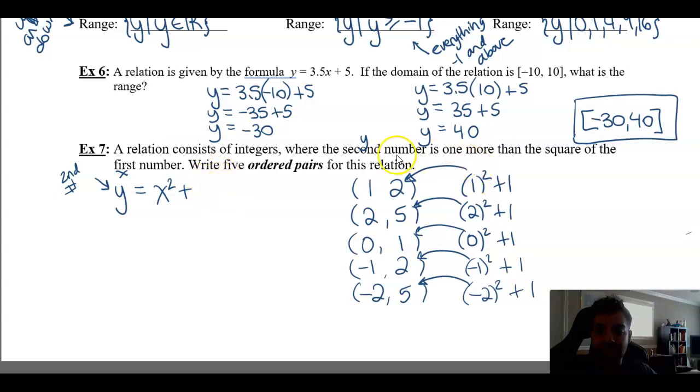Okay. And then after that, it says write 5 ordered pairs for this relation. And these ordered pairs, you plug in any number. So when x is 1, what is y? You plug it in. 1 squared plus 1 is 2. When x is 2, 2 squared is 4 plus 1 is 5, right? And then when x is 0, 0 squared is 0 plus 1 is 1, right? So you just do that. You just pick a bunch of numbers, and there you go. And you plug it into the formula.